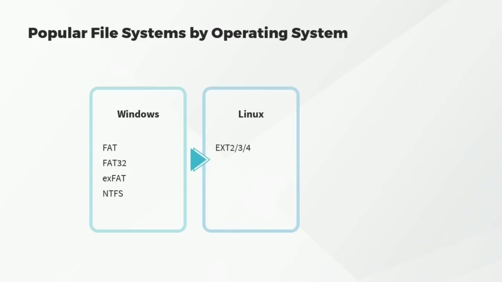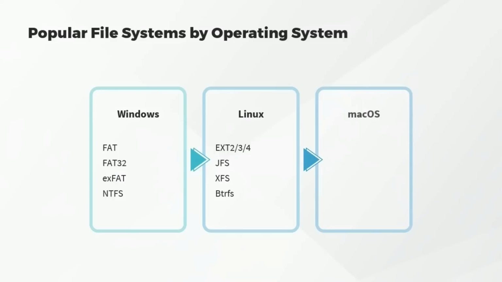Linux supports the Extended File System, or EXT, versions 2, 3, and 4, the Journaled File System, XFS, which was implemented as a high-performance version of JFS, where X was originally intended to be filled in later, but never was, and BTRFS, frequently referred to as Better File System, which was implemented to address the shortcomings of other Linux-based systems. And Mac supports the Hierarchical File System, or HFS, HFS Plus as the successor to HFS, and the Apple File System, or APFS.